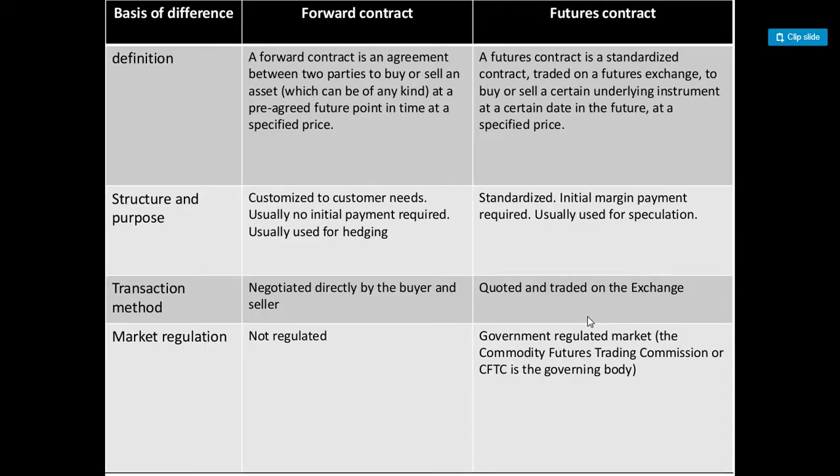Whereas a future contract is standardized to the needs of the customer. Initial payment is very much required, because once the initial payment is done, only then will the clearing corporation come into the picture and take over the further part. They are usually used for speculation.